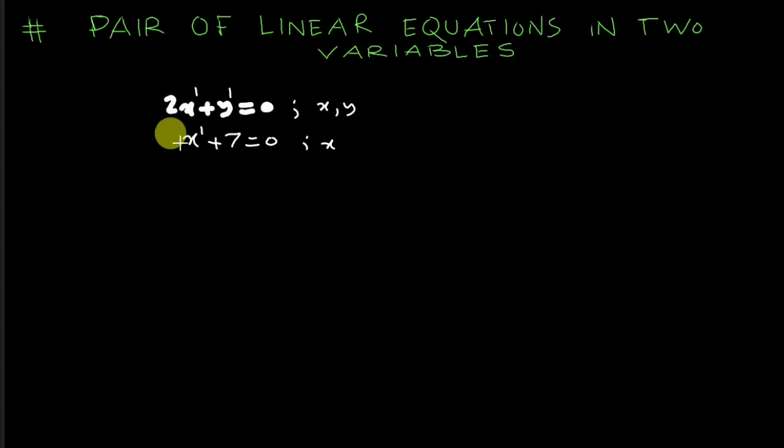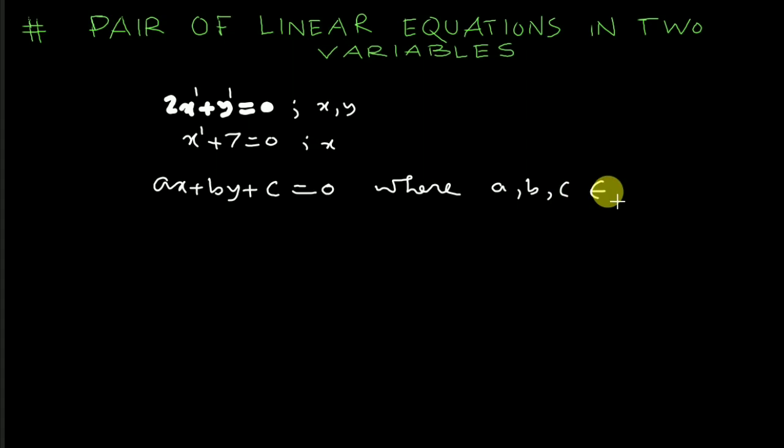These types of equations can be represented in a general form like this: ax plus by plus c is equal to 0, where the coefficients a, b and the independent constant c belong to the set of real numbers, they are real numbers. Not only that, there is one condition also: the coefficients of x and y will not both be equal to 0 simultaneously. In short we can write that a square plus b square is not equal to 0. These two conditions are very important.